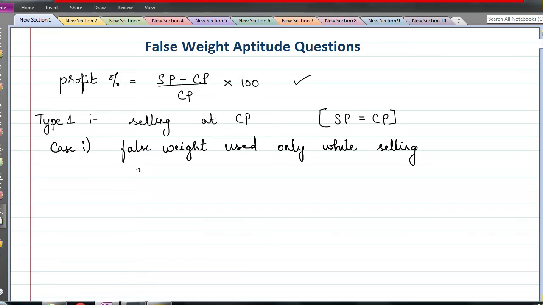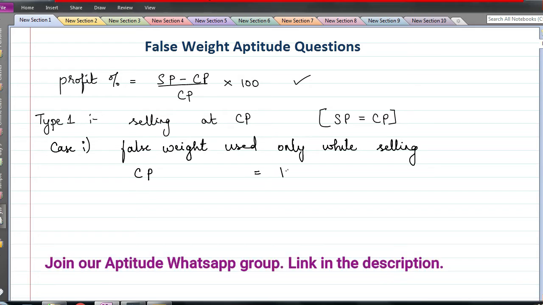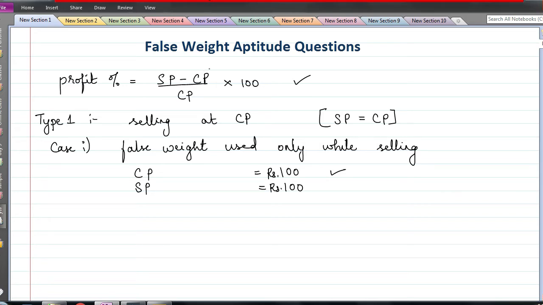Let us assume cost price as 100. Selling price is also 100. Always take cost price as 100, so that when you substitute in this formula, this cost price will be 100 and it gets cancelled with this 100. So your actual answer is going to be the difference between the selling price and cost price. And always the selling price and cost price that you substitute in this formula should be for the same quantity. Keep that in mind. You cannot compare the selling price of one quantity with the cost price of another quantity.